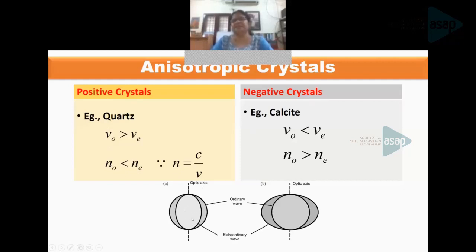In the negative crystal, for example calcite, the velocity of the ordinary ray is less than that of the extraordinary ray, and hence the refractive index is more for the ordinary ray. So V_E is larger than V_O. Therefore, the elliptical wavefront exceeds the spherical wavefront.